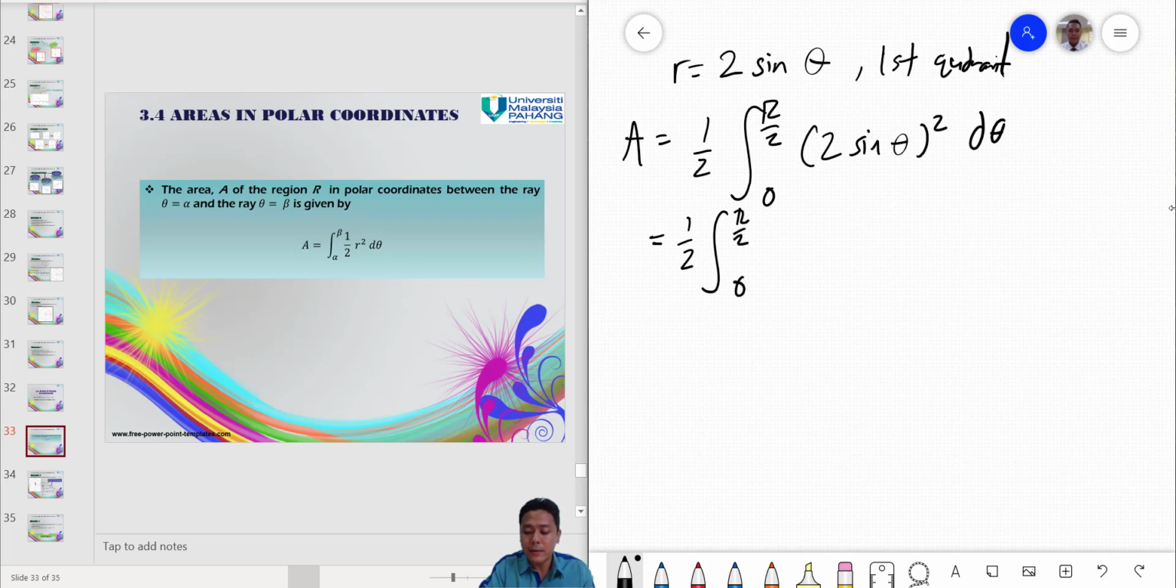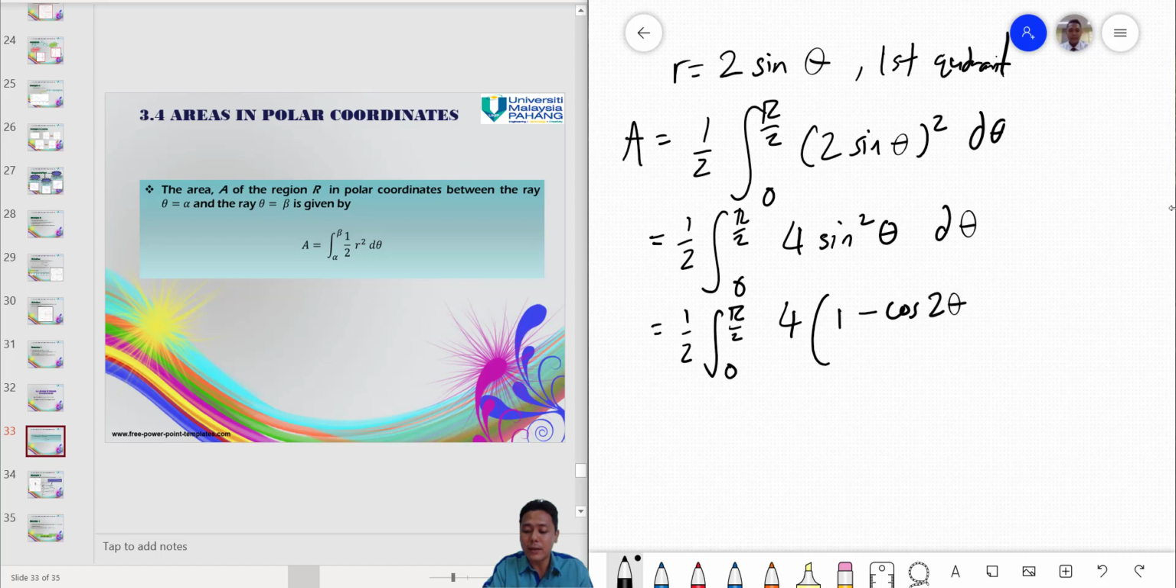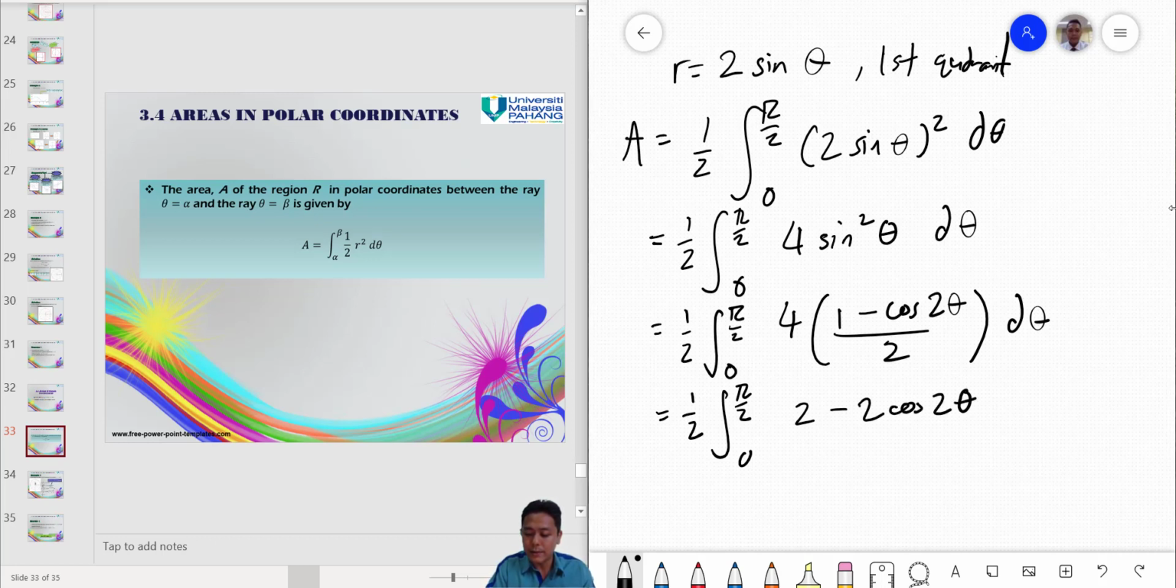This time is a little bit different because there exists 4 sin squared theta d theta. By using the trigonometric identity, the one that I showed you previously, sin squared theta equals 1 minus cos double angle 2 theta over 2. Before you integrate, please simplify this. 4 times becomes 2 minus 2 cos 2 theta. When everything is nice here, then you can start to integrate.